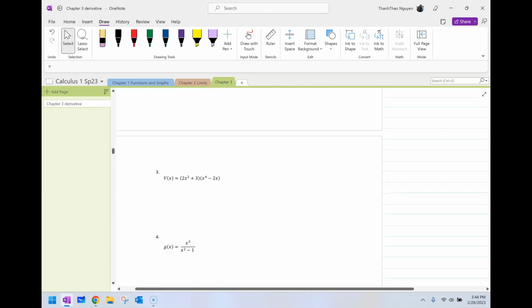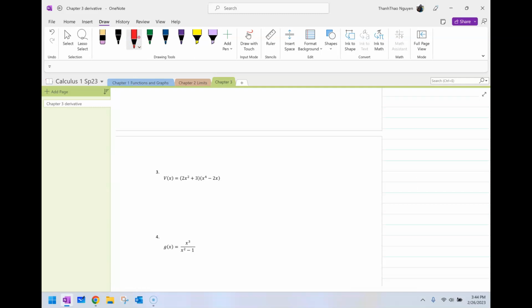Next one, here we have a product, right? So let this be u and this be v. F of x equals u times v. Then f prime of x is equal to u prime v plus u v prime. So f prime of x equals u prime, that is 4x, times v, x to the 4 minus 2x, plus 2x squared plus 3 times 4x to the 3rd minus 2.